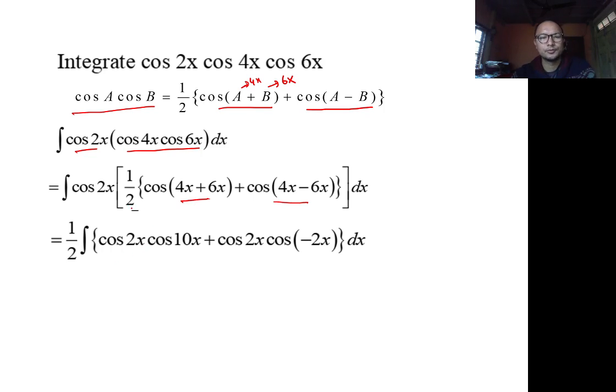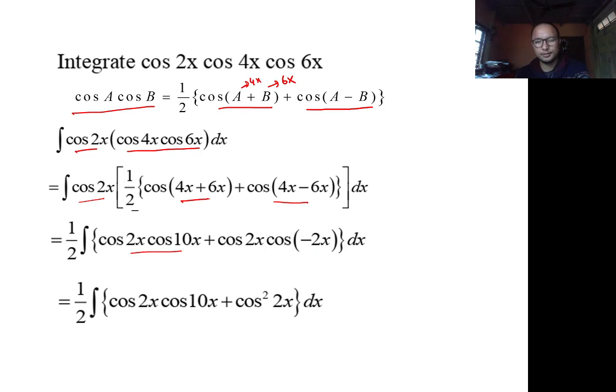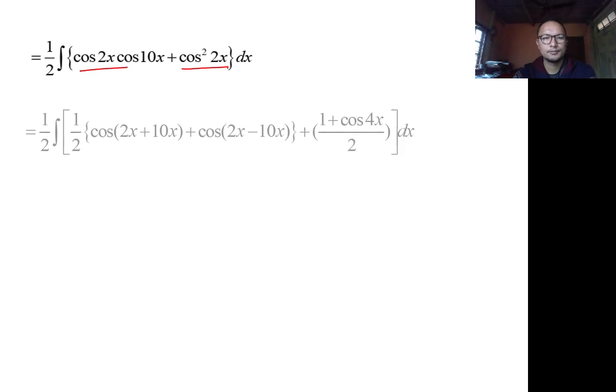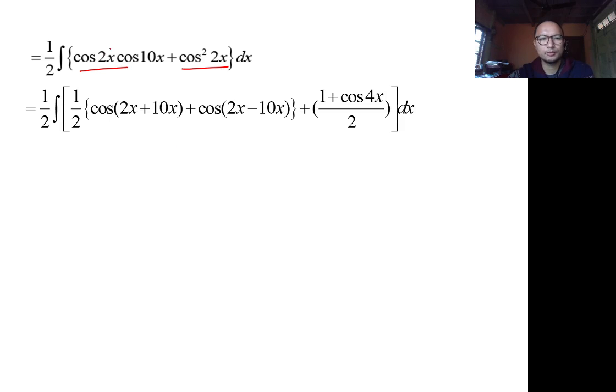After that, multiply cos 2x term by term. So we are getting cos 2x, cos, something like this. Again, this is a product of functions, right? So we are getting cos 2x cos 10x, and cos square 2x. This is still a product, right? This is also a product.